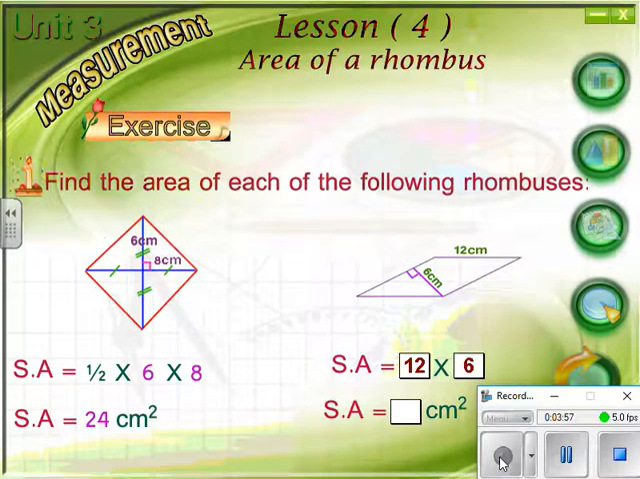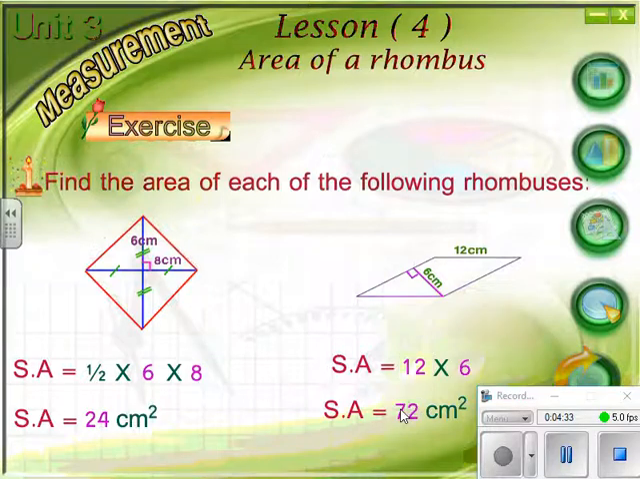Here, if I have the rhombus and I don't have diagonals, we have the side length 12 centimeters, so the four sides will be equal. Each one will be 12 centimeters, and I have a height of 6 centimeters. So I can use the same rule as the area of a parallelogram: side length by height. 12 by 6, and the area will be 72.